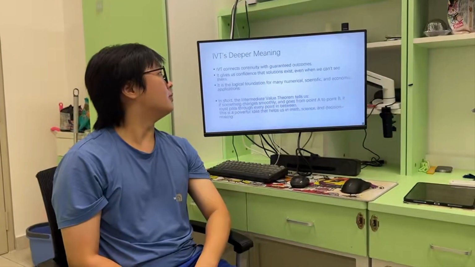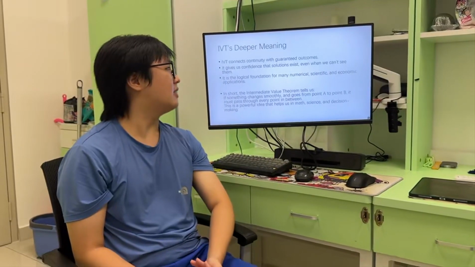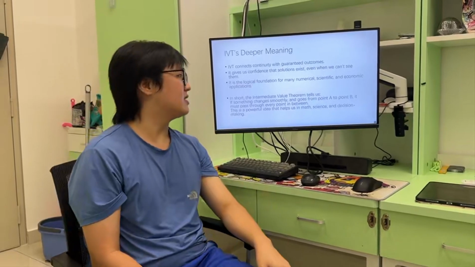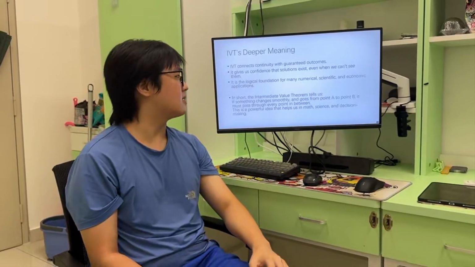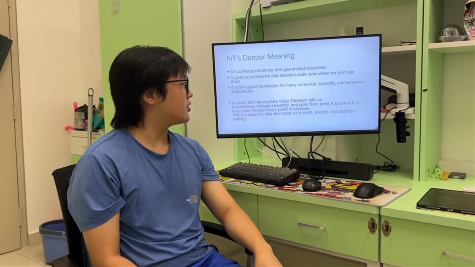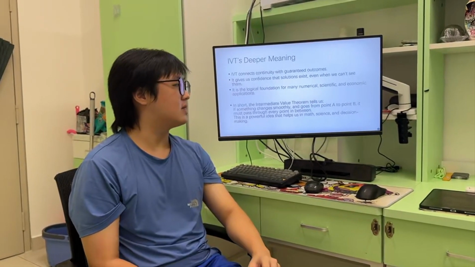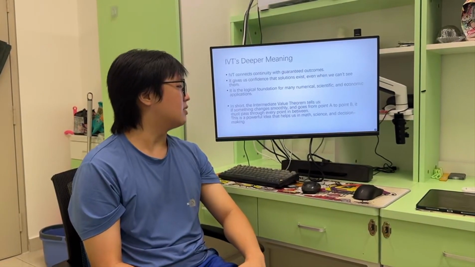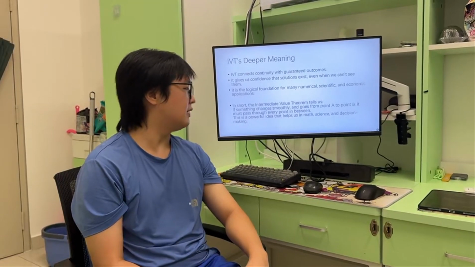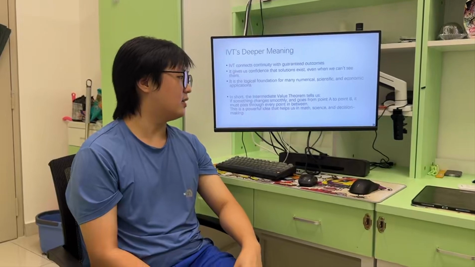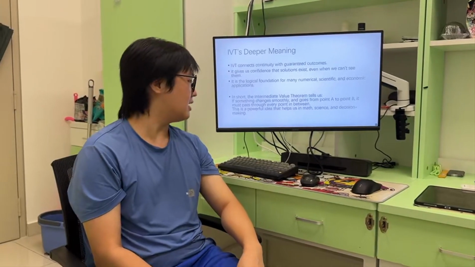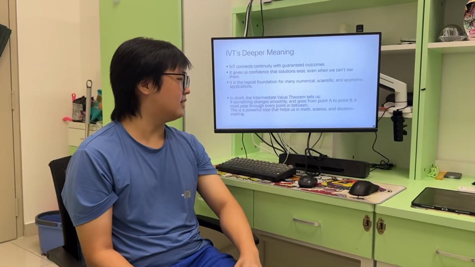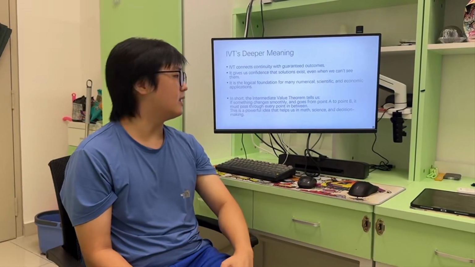Here I will introduce the IVT's deeper meaning. IVT connects continuity with guaranteed outcomes. It gives us confidence that solutions exist even when we can't see them. It is the logical foundation for many numerical, scientific, and economic applications. In short, the intermediate value theorem tells us if something changes smoothly and goes from point A to point B, it must pass through every point in between. This is a powerful idea that helps us in math, science, and decision making.